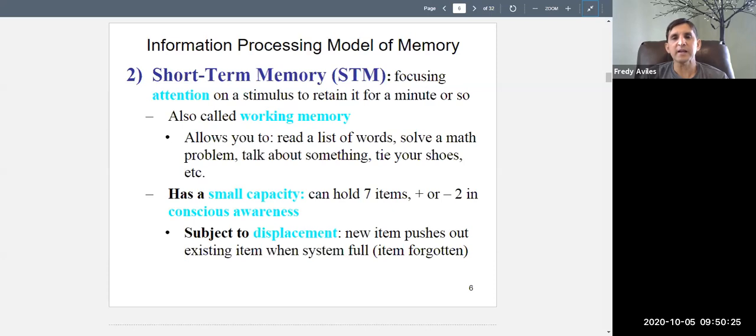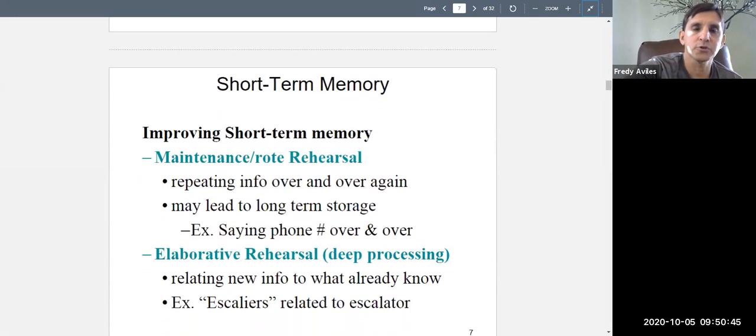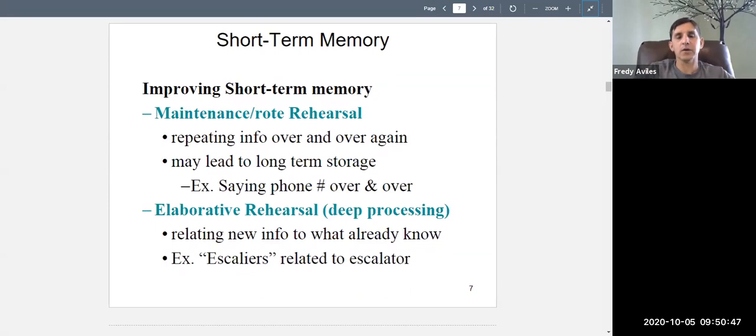So short-term memory is basically information that you pay attention to, that you focus on, information that you're working on, information in conscious awareness, and you can only have about seven things, plus or minus two, in conscious awareness. And when there's more, things get displaced. Now you can do things to improve your short-term memory, okay? There are ways to make the information last longer than just a few minutes.